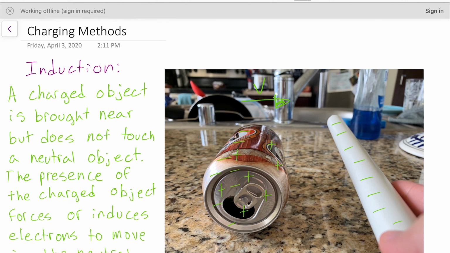Remember, the protons are locked inside the atom. They cannot move. But the electrons, those free electrons, they can. And the aluminum can is a conductor. So those electrons want to move as far away from that PVC as possible. And so what happens is, since those electrons move away from the PVC, the protons are much closer. And since they're closer to the PVC, that's a stronger force of attraction. And we're going to get into that once we learn Coulomb's law in the next video. So that is electrostatic induction.